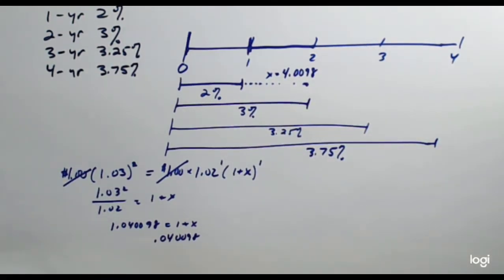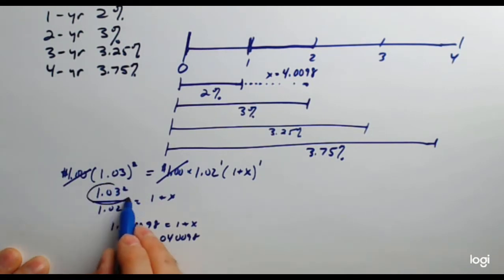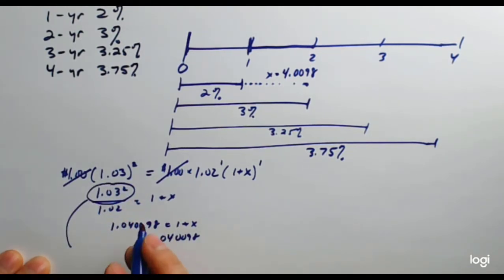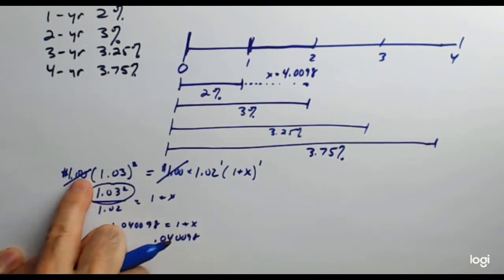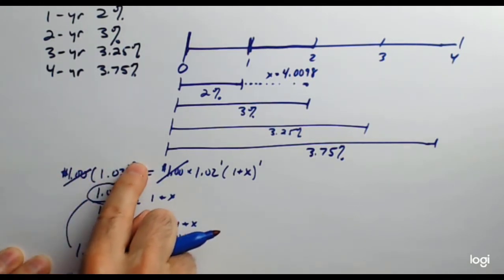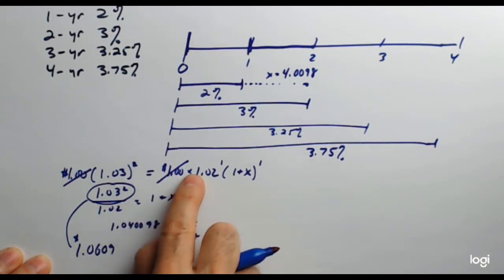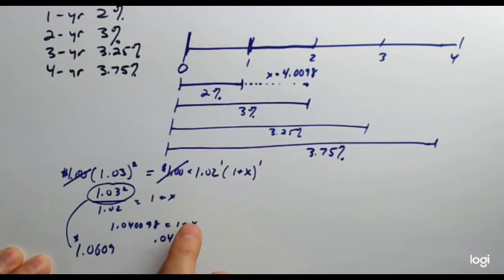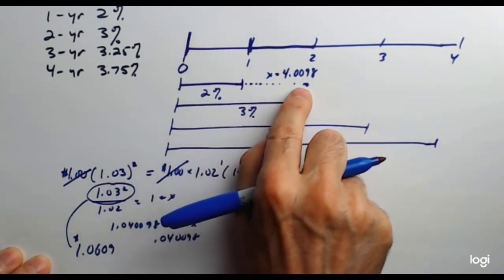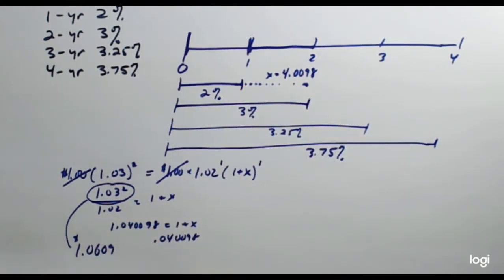Okay, so it turns out this guy right here, by the way, is 1.0609. What I'm saying on this left-hand side is that if you invest $1 at 3% for 2 periods, 2 years, it's going to compound out to be a little more than $1.06. And this side will be $1.06, provided you get this little bit more than 4% interest rate right here. Okay? So that's how it works.